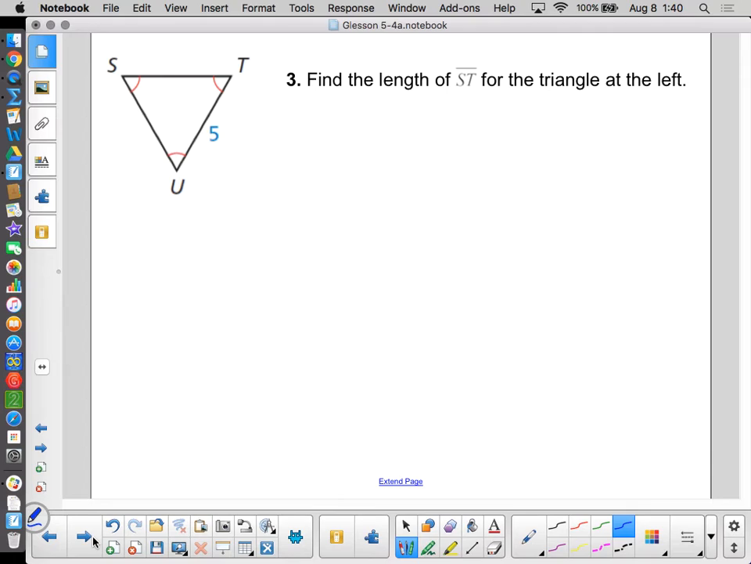Find the length of ST for the triangle at the left. Again, this is as obvious as it seems. All three angles are the same, so all three sides must be the same. So that's going to be a 5.